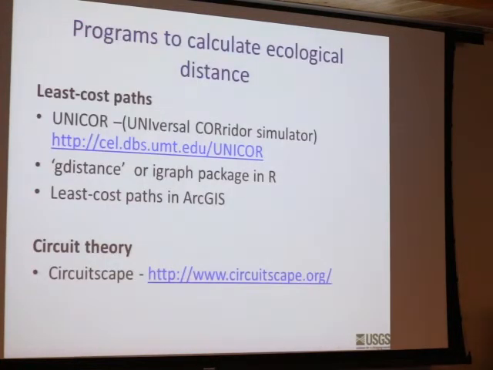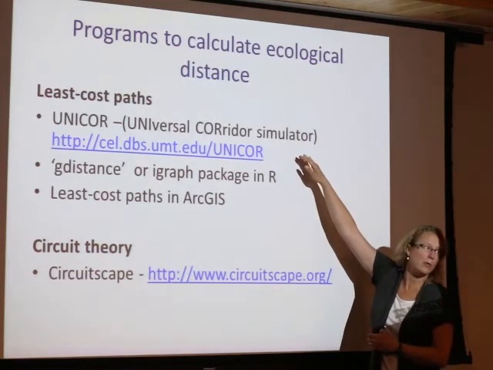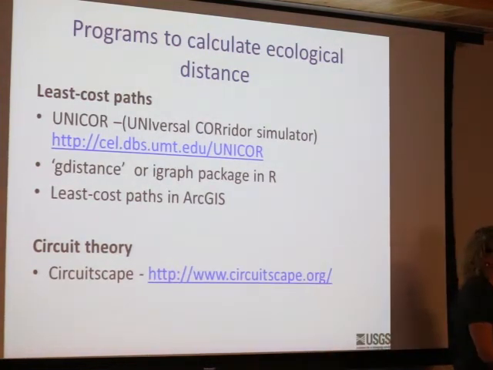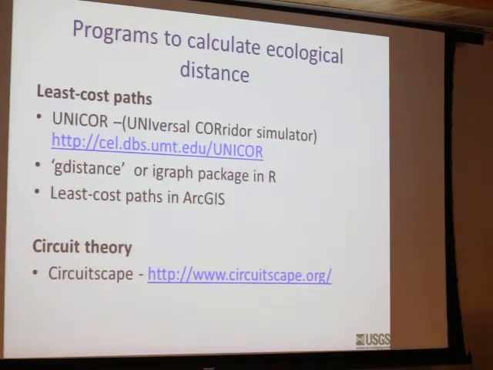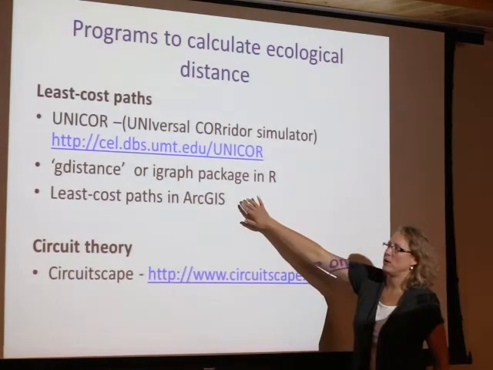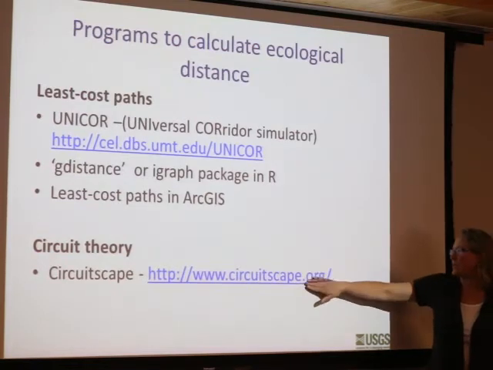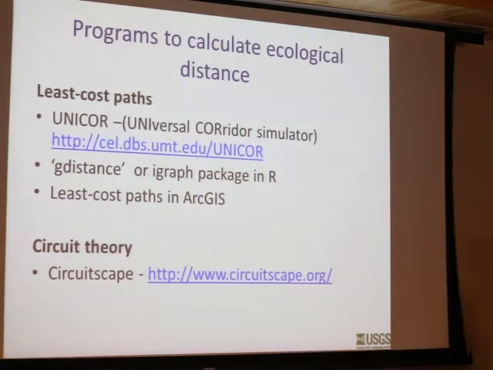These are just a couple of the programs to calculate these different kinds of distance. One from University of Montana, with Brian Hand and Aaron Languth, is UCore. Inside of R, there's gdistance, which is also based on a package called igraph. You can also figure out these least cost paths in ArcGIS, but it's not necessarily very conducive to incorporating into modeling. And then Circuitscape is a software package, and you can call that from R or other software as well.